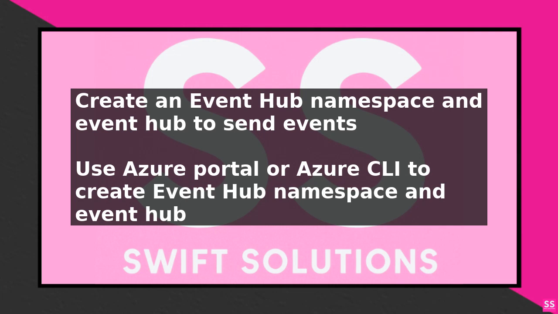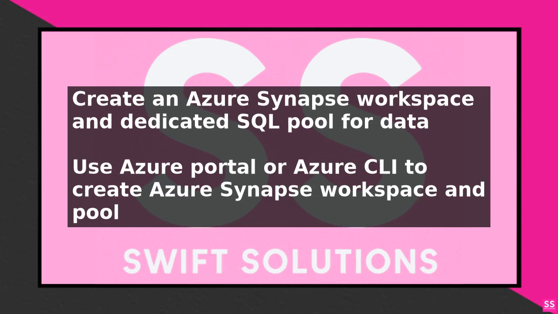In the pipeline, you need to add a source activity that reads data from the Event Hub, and a sink activity that writes data to the dedicated SQL pool. You can use the Event Hub source and SQL pool sink templates to create the activities.